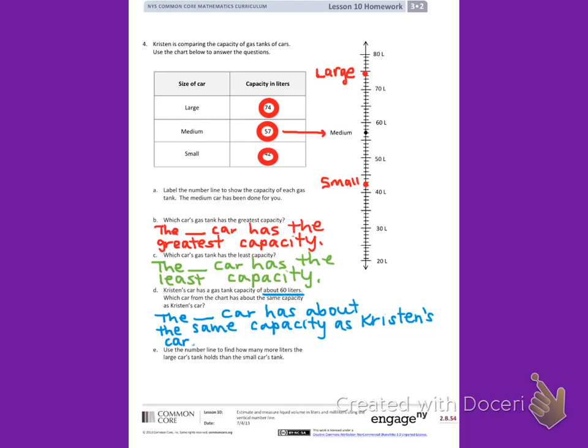And finally, item E. Item E says, use the number line to find how many more liters the large car's tank holds than the small car's tank. In order to do this problem, we should probably start with the small car's capacity. The small car holds 42 liters, and the large car holds 74. We can use the number line to count up in order to figure out the difference in capacity between the two cars.